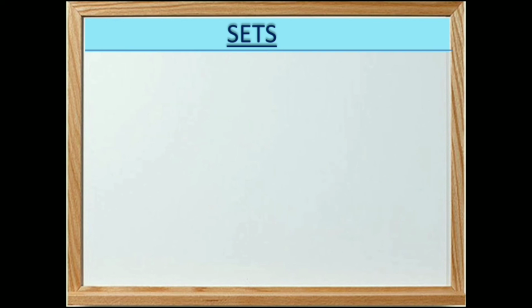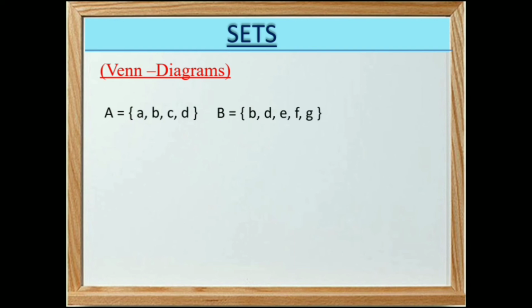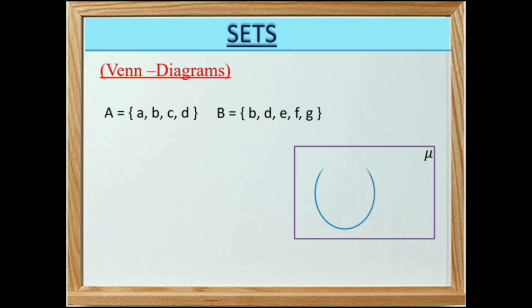Let us consider one more example. A is equal to {a, b, c, d} and B is equal to {b, d, e, f, g}. How can we represent Venn diagrams for these sets? First, we have to draw one rectangular shape for mu, and here we have two sets A and B. For this, we draw two circles which are overlapping each other, labelling them A and B.